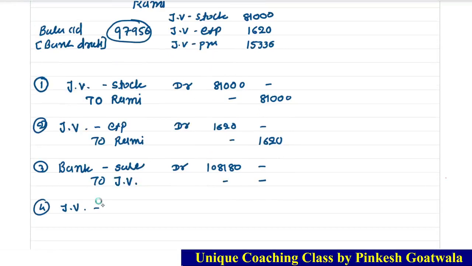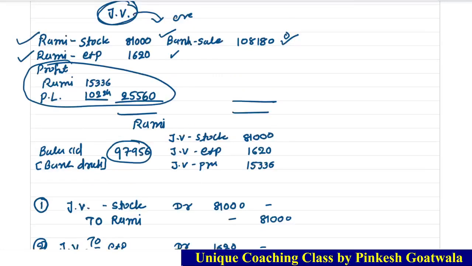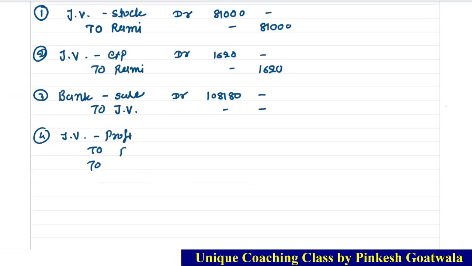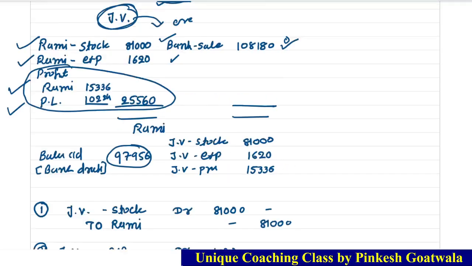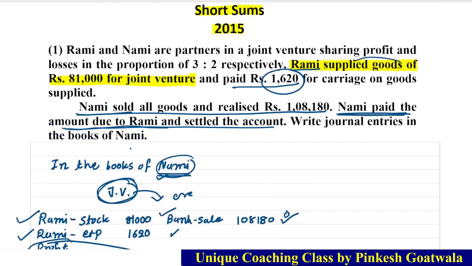Who will be credit? So here two accounts will be credit. This was Rami and PNL. Okay, Rami and PNL: 25,560, and 15,336, 10,224. So here we should write this entry. Okay, a journal about what? About this supply goods, about this expenses, about this selling, and here write journal entries in the books of Nami.